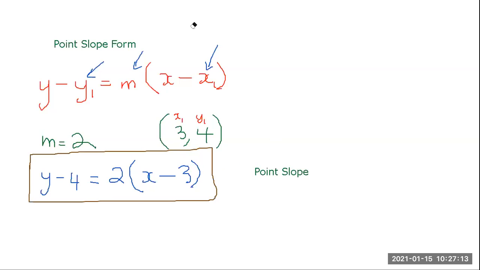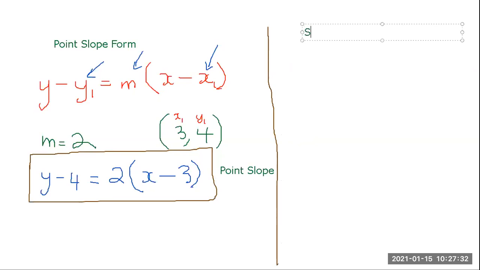Let me erase this right here and then I'm gonna move this over. That's in point slope form. Now from here, we could move over to standard form. So let me put a line. And now we're gonna talk about if something is in standard form.